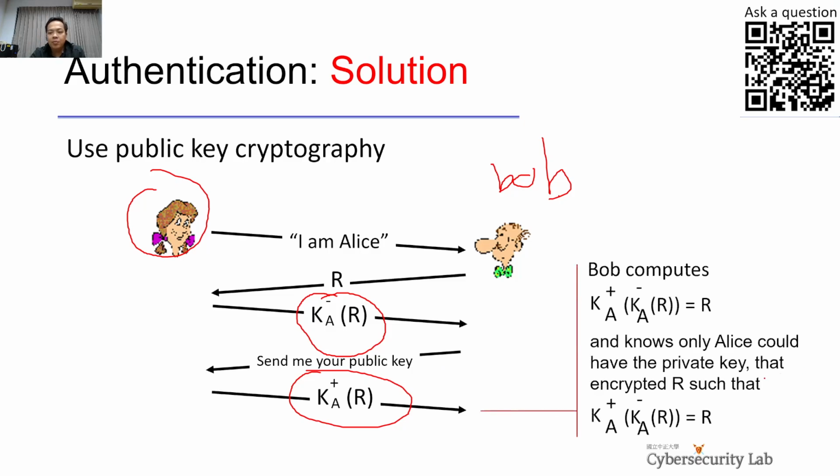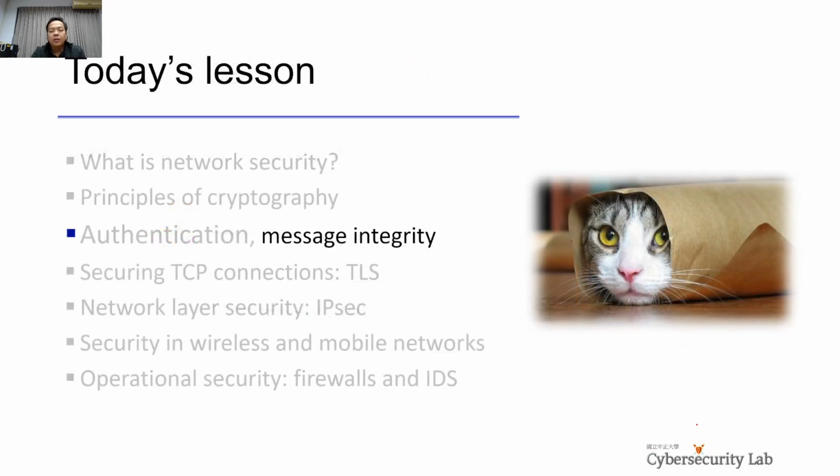After that, Bob can compute the message using Bob's private key and decode it twice, so it becomes the plain text message. Okay, that is authentication, using public-private key cryptography to support it.